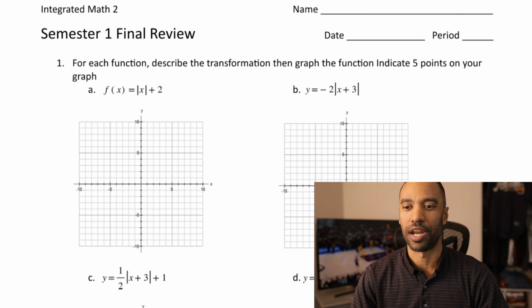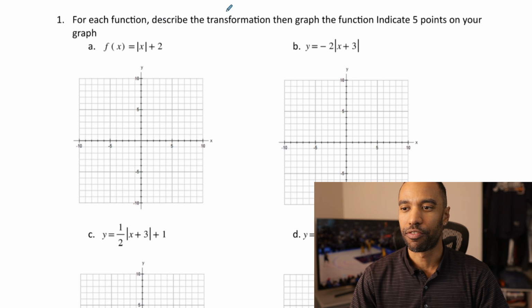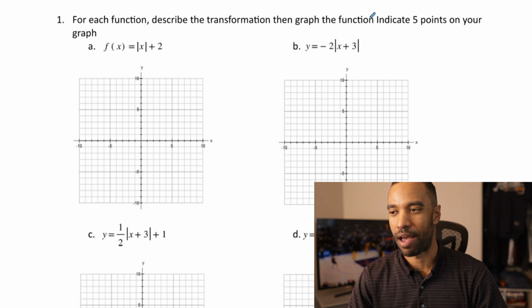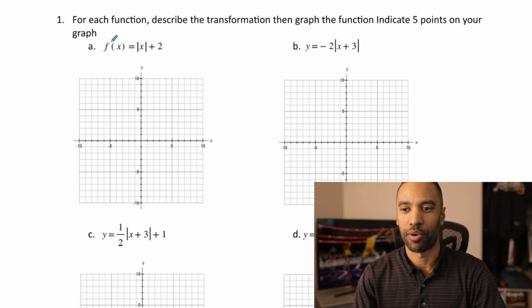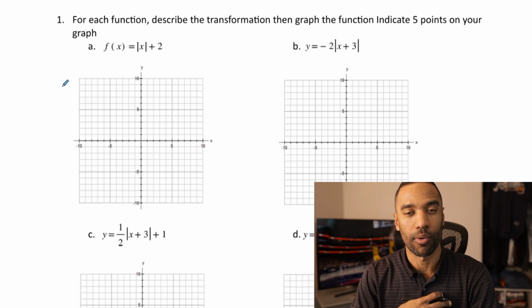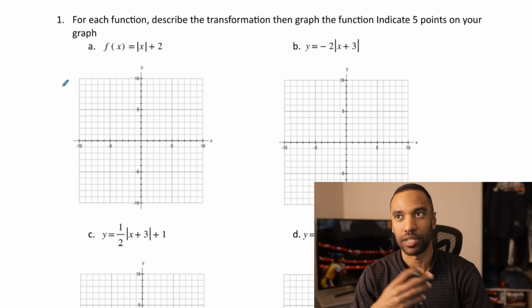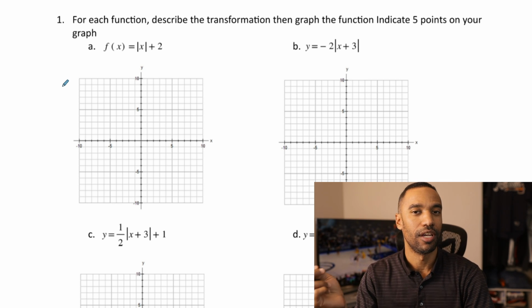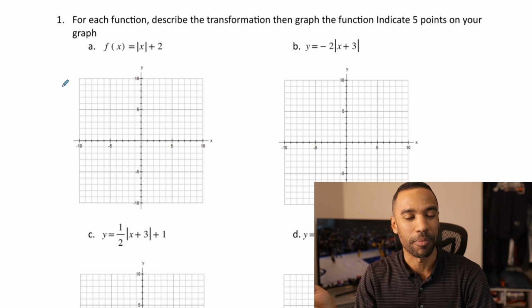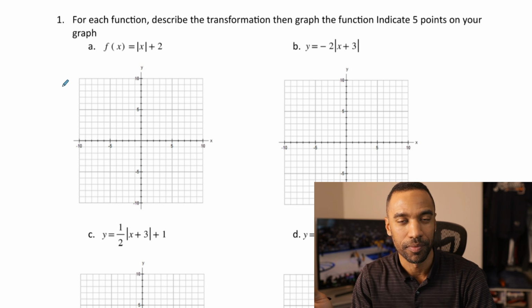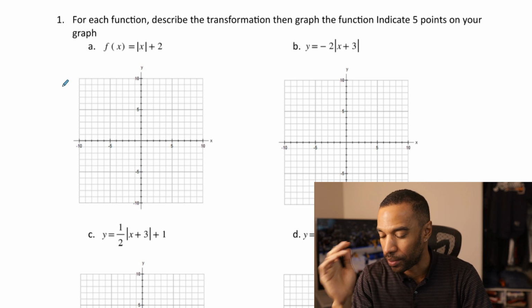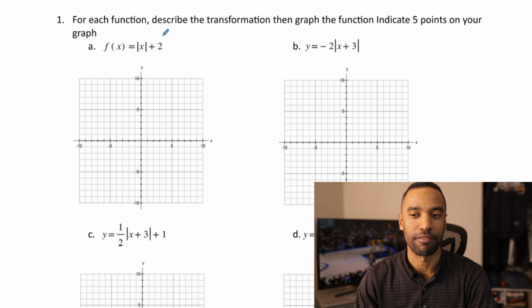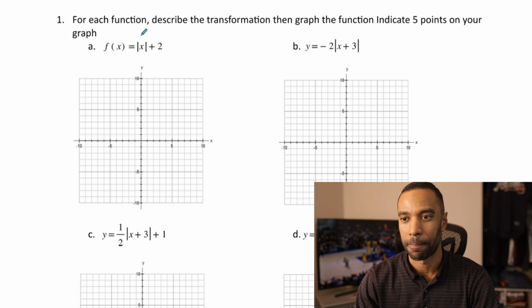Let's go to number 1. For each function, describe the transformation and then graph the function. Indicate 5 points on your graph. Well, I'll indicate as many points as I can fit. That's my rule. And here's the thing. If you're watching from somewhere else and you haven't seen me do this before, you might have to get into how I do some of my graphing, because I never use a table. I go in relation to my vertex and based off of the function's behavior. That's it, and that's all.